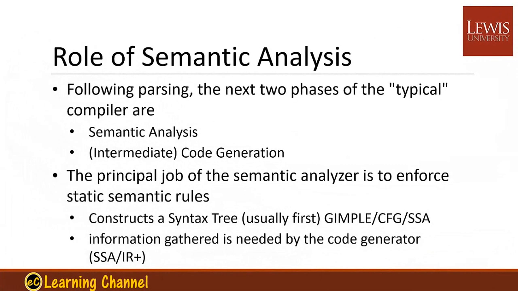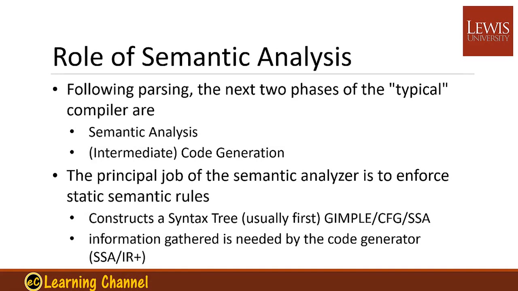Following the parsing, the next two phases of a typical compiler are semantic analysis and intermediate code generation. That's what we see today. The AST generation, the GIMPLE, the SSA, the un-SSA, and in the SSA we do optimization, and then we go into un-SSA, and then to the intermediate code RTL. RTL, you can think of it as intermediate code.